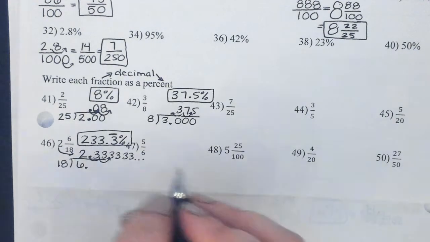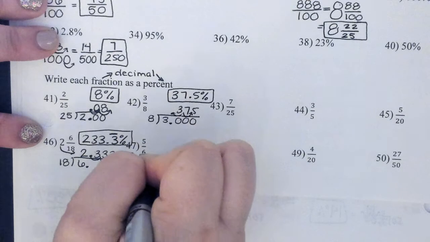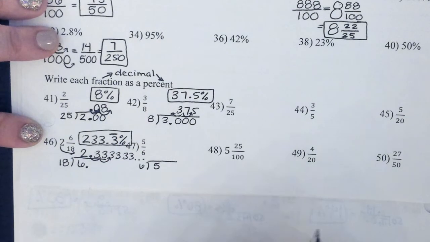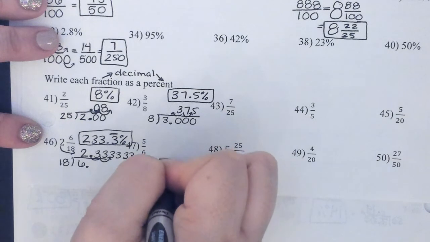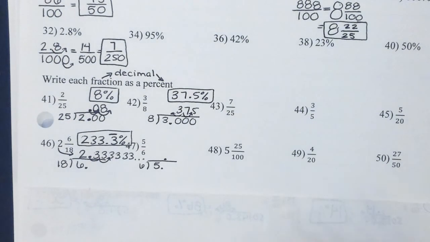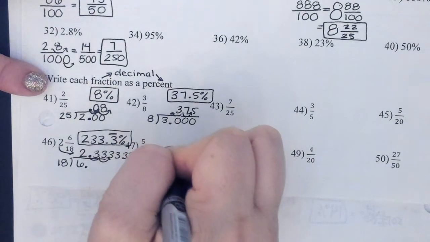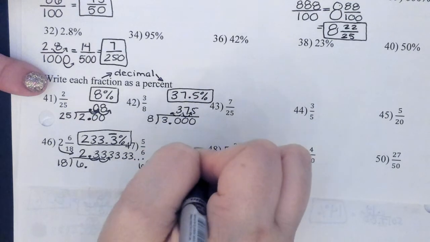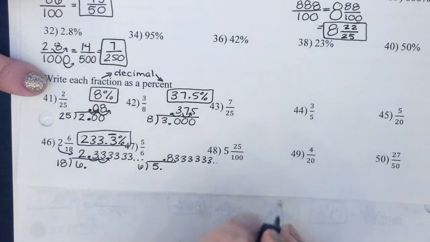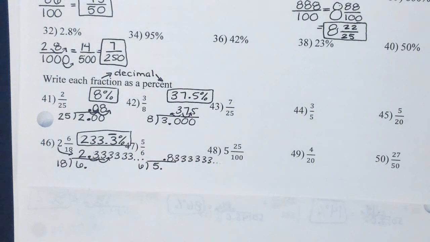All right, let's look at number 47. I'm going to put 6 at the door and 5 in the house. Can 6 go into 5? No. So we're going to add a decimal, raise it up. Okay, when I do that division, what do I get? Braden? 8 and then 3. All right, do I need anything else in that decimal? Is there anything that goes in front? No. Okay, so that's good. So now what am I going to do, Christian? Now what do I need to do? To make it a percent.